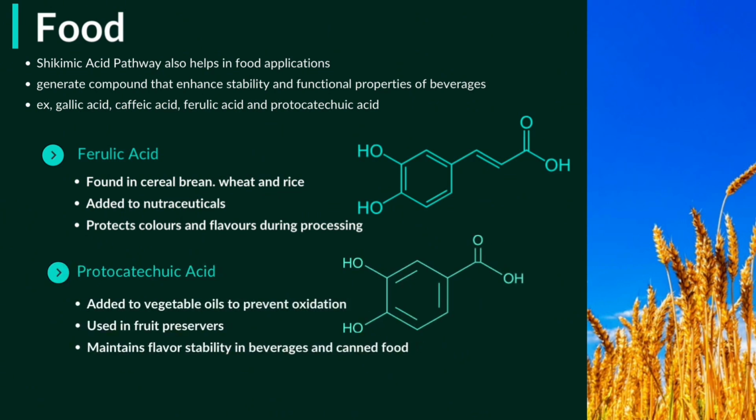Another compound is protocatechuic acid. It is often added to vegetable oils to prevent oxidation, used in fruit preservatives, and helps maintain flavor stability in beverage and canned fruit.